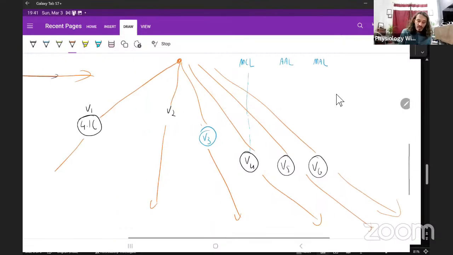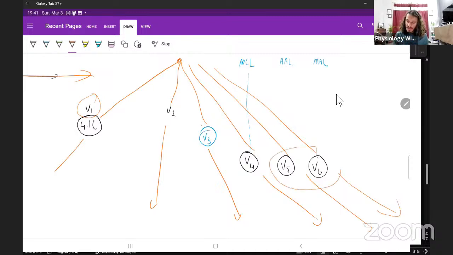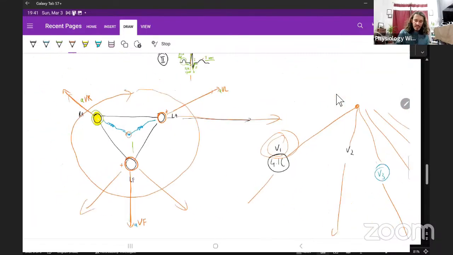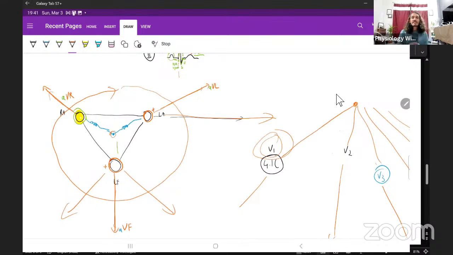So if you look at this V1, for example, it is here towards the right side. We're putting it on the right sternal margin. So V1 is going to be in this direction, your right side of the heart. On the other hand, your V5, V6 are going to be on the left side in this directionality. So this is going to be on the right side, these are going to be on the left side. Just like that, even these give you a directionality.